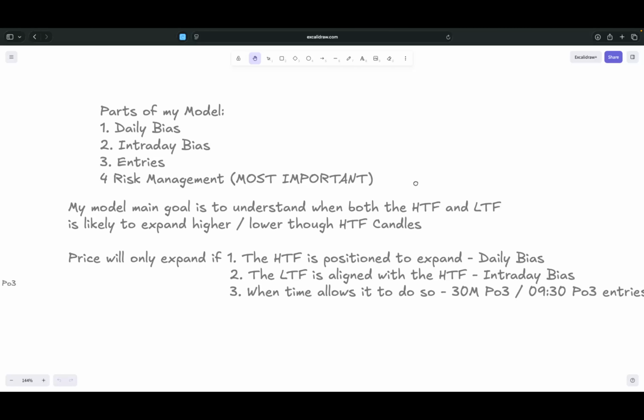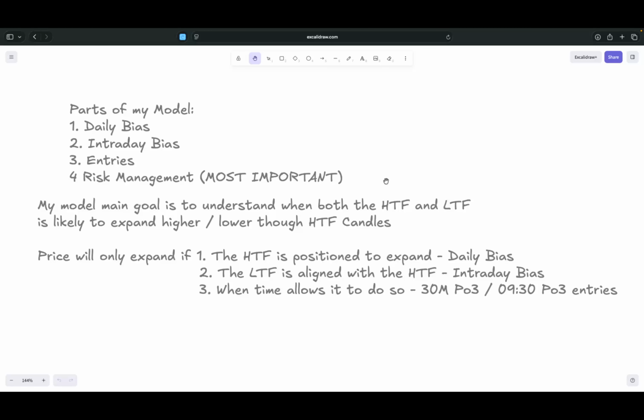The parts of my model are very, very simple. Only 4 parts, really 3 parts, but it's 4: daily bias, intraday bias, entries, and risk management, which is the most important. My model's main goal is to understand when both the lower time frame and higher time frame are likely to expand together. And how you find lower time frame expansions is when the higher time frame is ready to expand, and then you align it with the lower time frames.